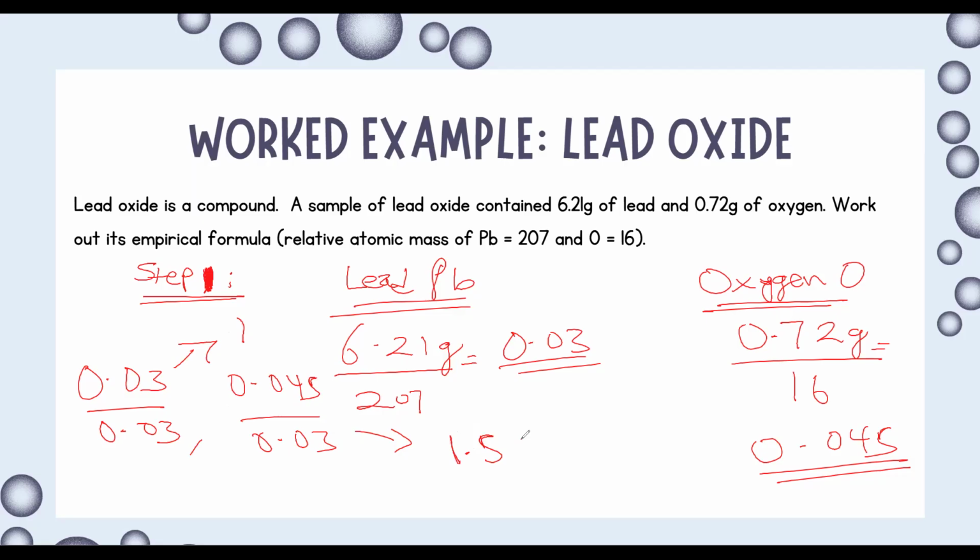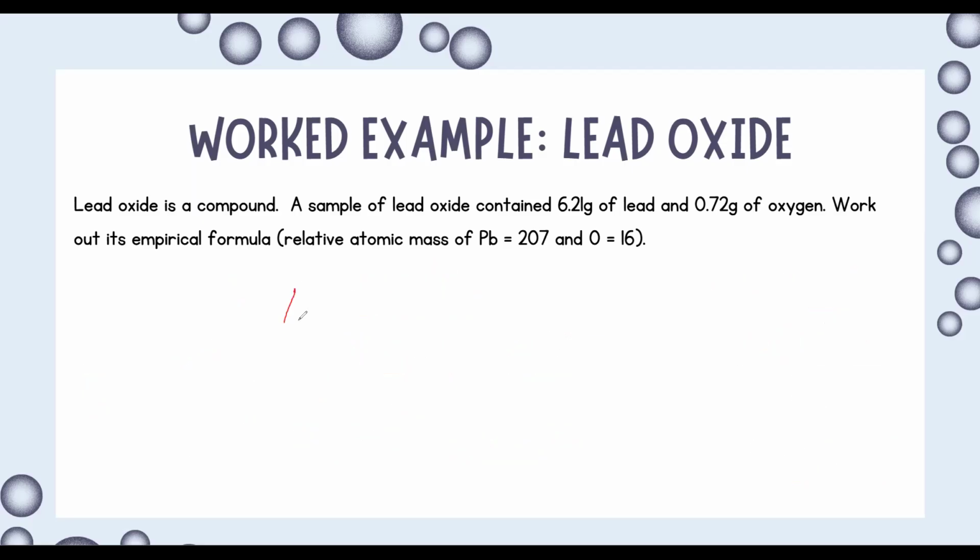If we approximate this, what is it going to be equal to? 2. Thank you very much. So finally now, we have the ratio, which is 1:2. So the empirical formula is going to be PbO2. Did you all see this? Yes, sir. Beautiful. So one more question to solve, and then we can call it a day.